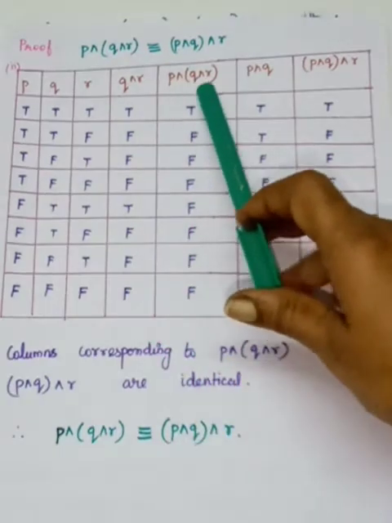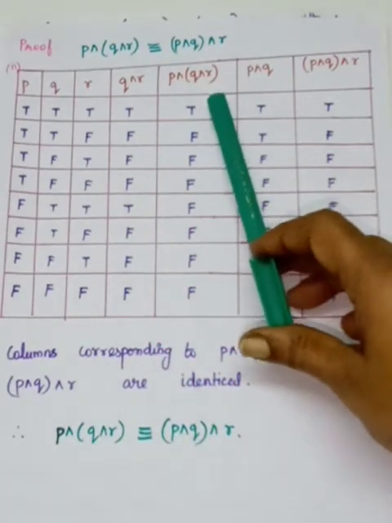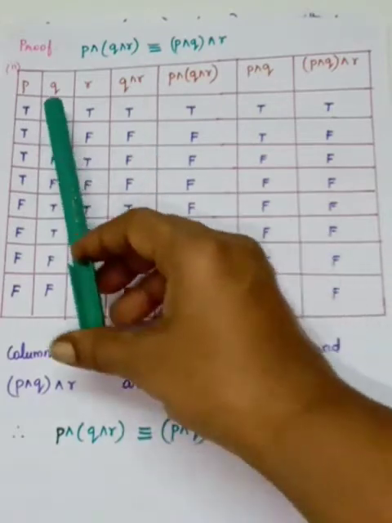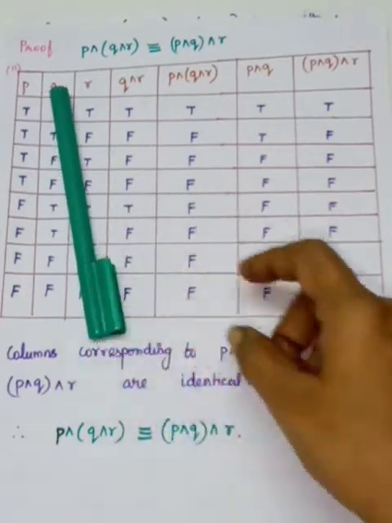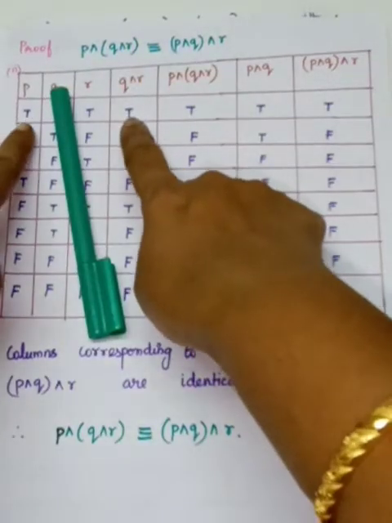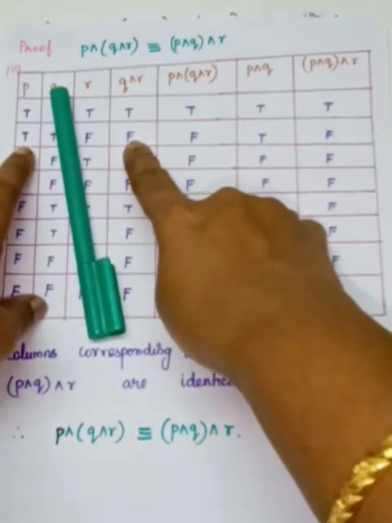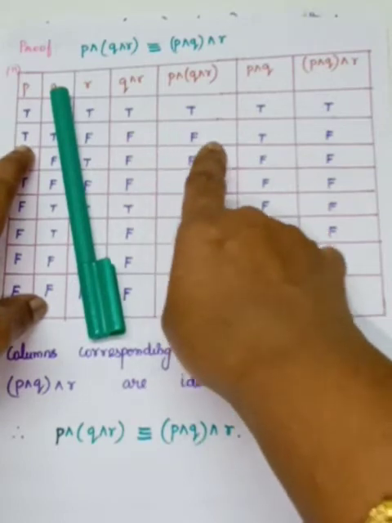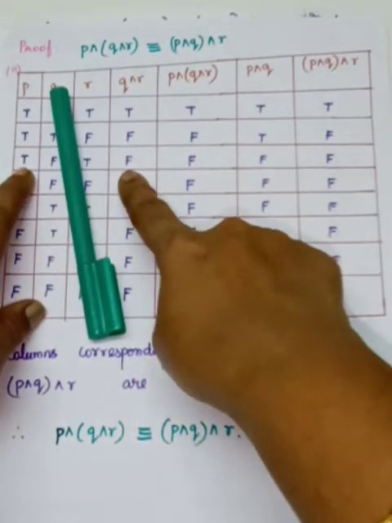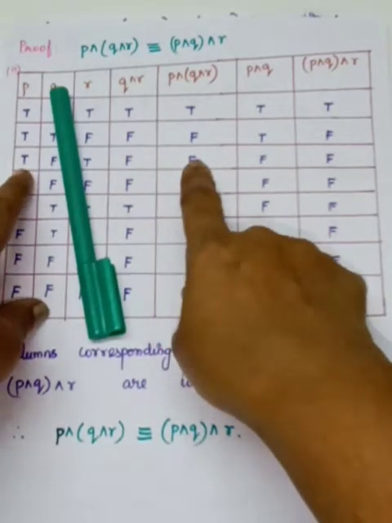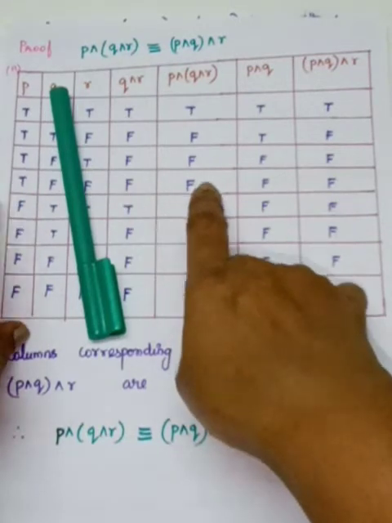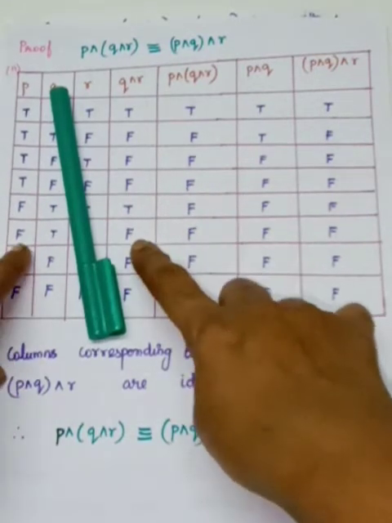Next, P and (Q and R). So Q and R is in the fourth column, and P is in the first column. You look at that. Both are true, so it is true. And here one is true, so it is false. And here also one is true, so it is false. Here also one is true, it is false. Here one is true, it is false.